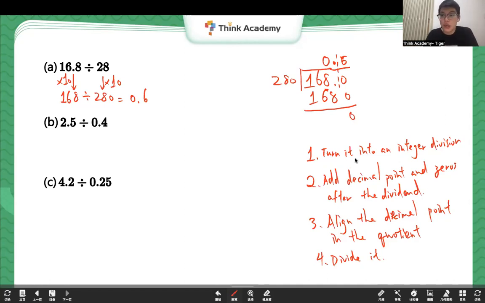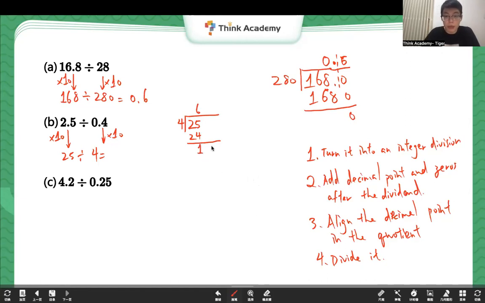First of all, we should turn it into an integer division by multiplying the same number of tens on both sides. So if 2.5 multiplies by 10, I get 25. If 0.4 is multiplied by 10, I get a 4. So it becomes 25 divided by 4. So now I'm working on 25 divided by 4. So 25 divided by 4, I get 4 times 6 is 24. And I get a remainder of 1.